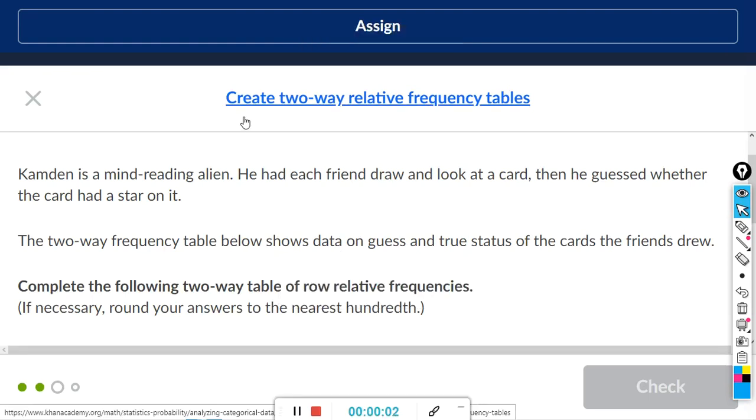This will be for the con assignment, create two-way relative frequency tables. Okay, for most of these, you do not need to read the write-up. I'll just read the first one.